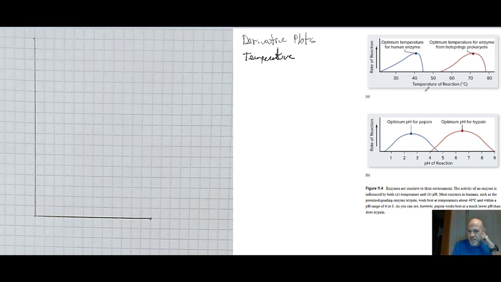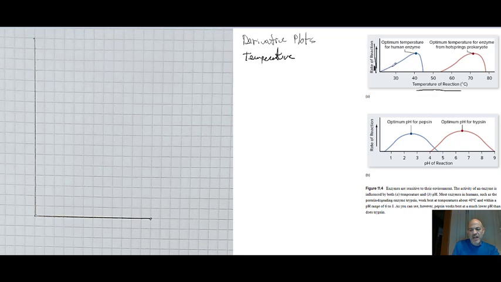So they show a couple of enzymes, one from a bacteria that lives in a really hot environment and one just a typical enzyme found in humans. And they have here the rate of the reaction. And what is the rate? Remember, it's the slope, right? And then these are the temperatures.